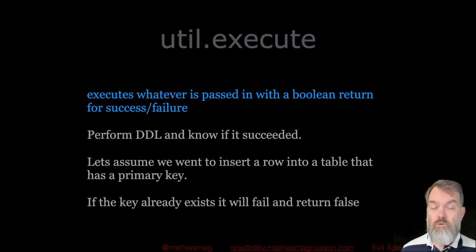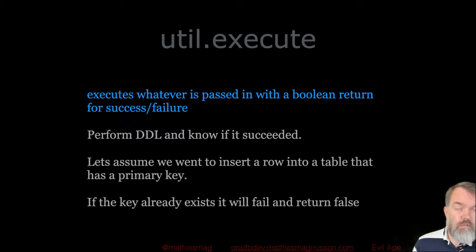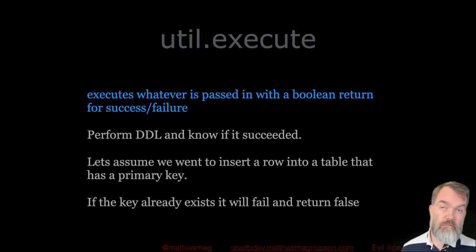So then let's move on to the util object, and there are 4 or 5 different functions in it that you will want to use. On these slides, in blue is what Oracle states about it. It executes whatever is passed in with a Boolean return for success or failure. But it runs SQL, so what is this for? Well, it's not for select, of course, because a select doesn't really fail. It may not return data, but that's not a failure.